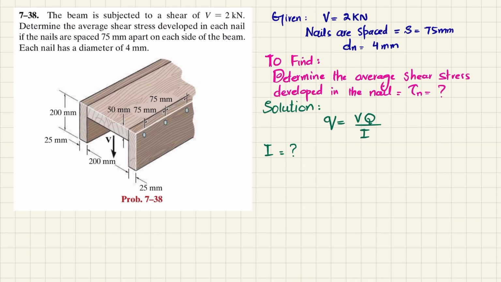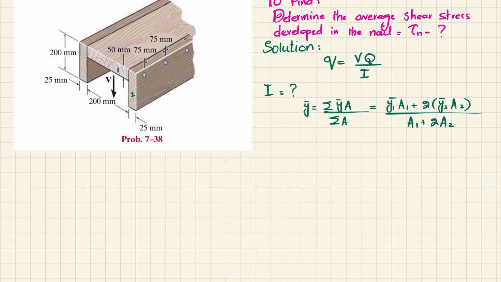So what we will do is find this y dash. y dash is the distance to the location of the centroid, the neutral axis passing through the centroid. For that we have the formula y dash equals sum of y dash into A divided by sum of areas. If we take this as 1 and these two as 2, this will be y1 dash into A1 plus 2 times y2 dash into A2, divided by the sum of areas, A1 plus 2 times A2.